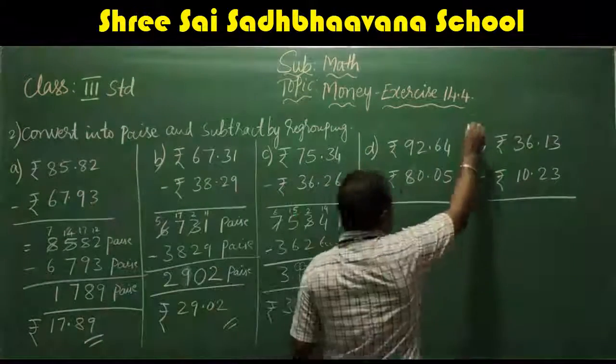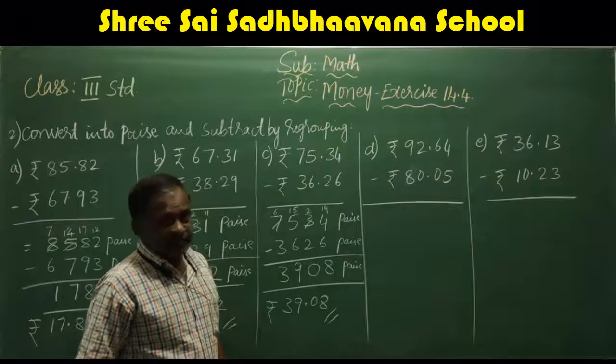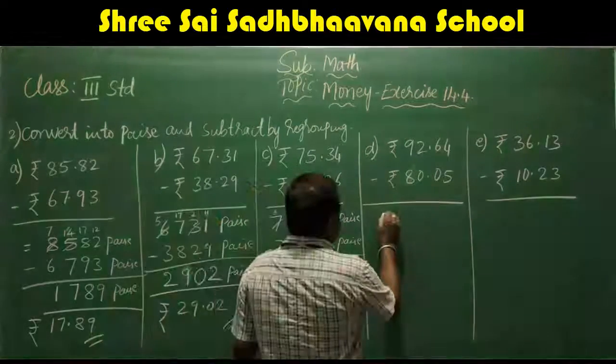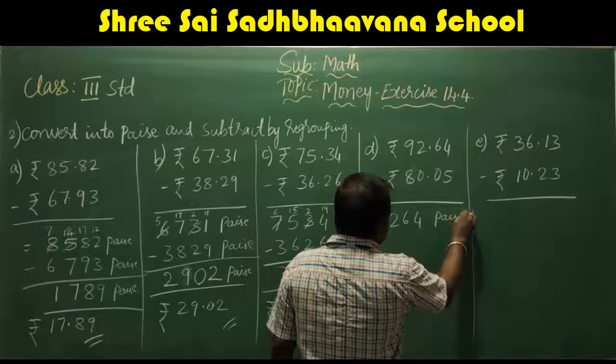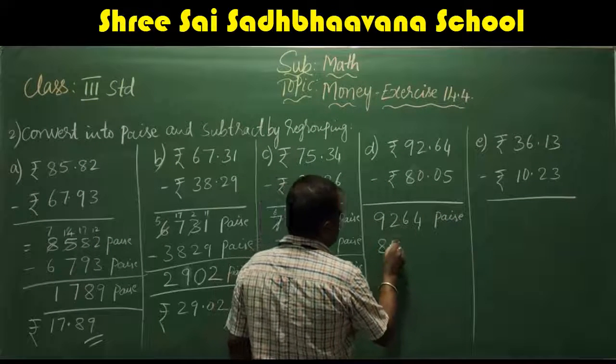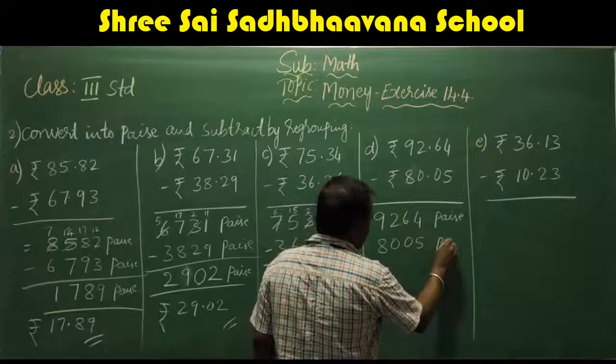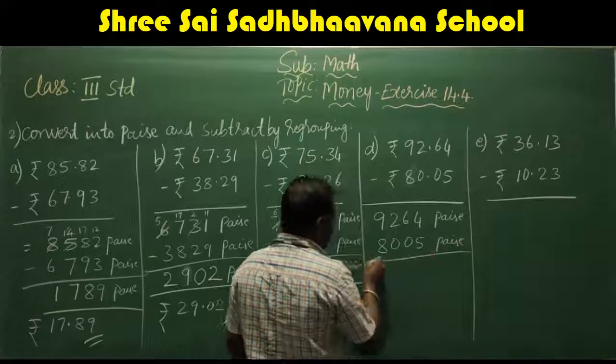Next come to here, rupees 92.64 can be written as 9,264 paise, and this can be written as 8,005 paise. Subtract.